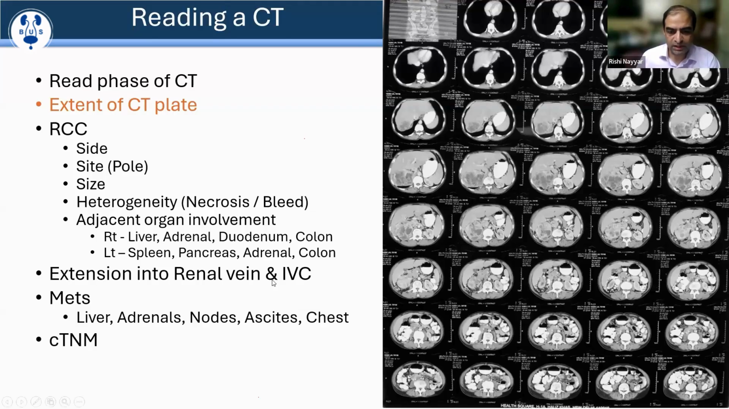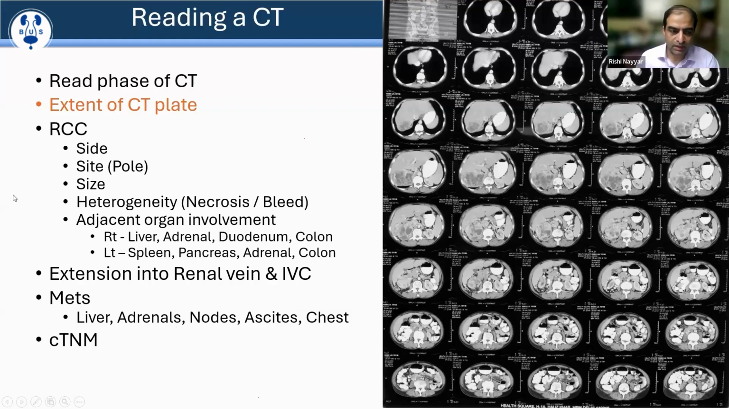Then we come to the extension, whether there is a tumor thrombus or not. How do you judge that? We'll come to it in the next slide. Then the METs have to be told. First was the local involvement, and then the second, the METs. The METs can occur in the liver, the opposite adrenal, the same side adrenal, and the lymph nodes. Where do you see the lymph nodes? The lymph nodes are to be seen for the left side primarily in the para-aortic region, and for the right side, the paracaval and the interaortocaval region. So here you will look for the enlarged lymph nodes.